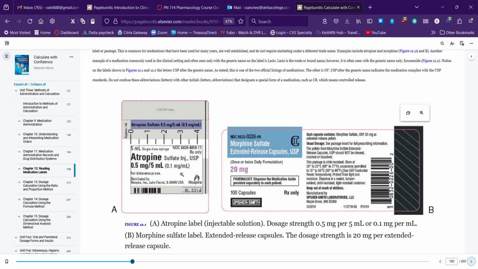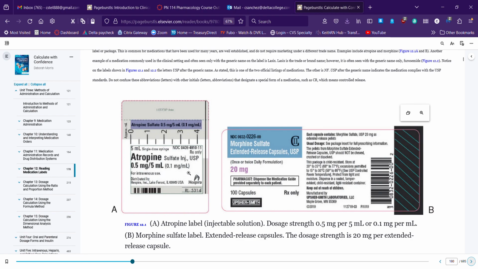So the box is going to give you your dosage, okay? So it's 0.5 milligrams per 5 milliliters, or 0.1 milligrams per mL.